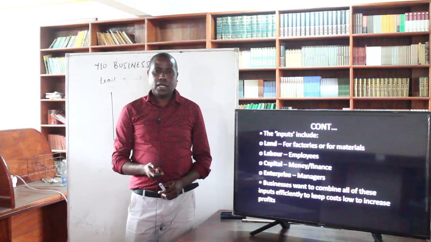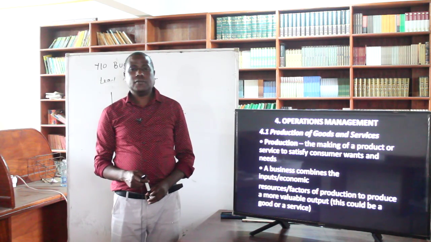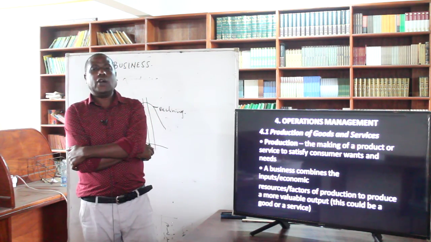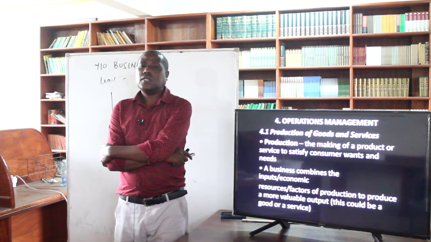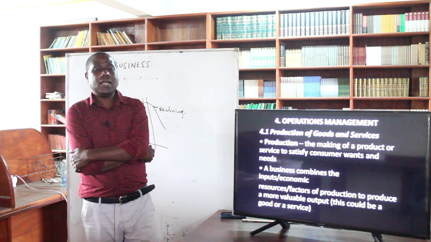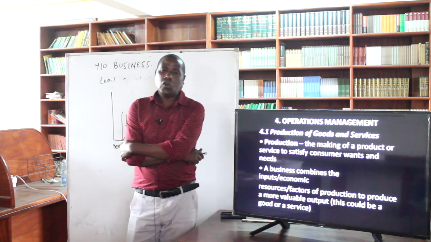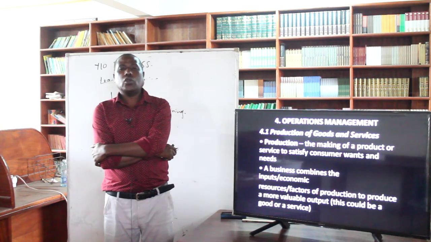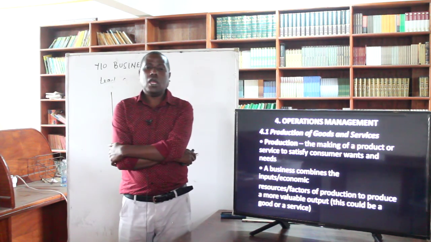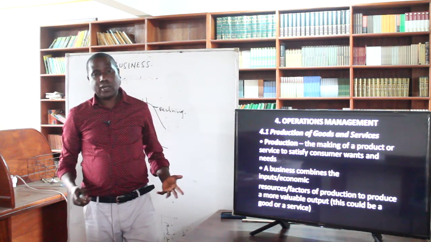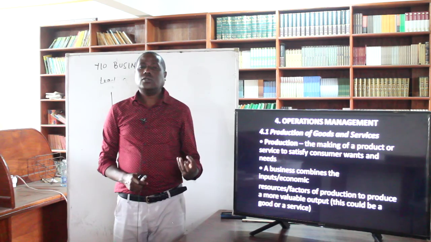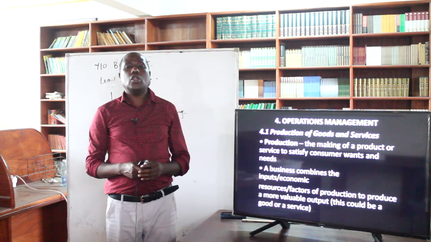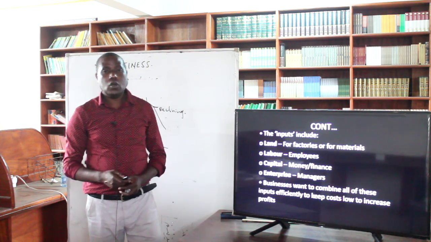Now, we go to something else called operations management. Now, production of goods and services. Production refers to the making of a product or service to satisfy consumer wants and needs. A business combines the inputs of economic resources, the factors of production, to produce a more valuable output. This could be a good or a service. So for production to take place, a business has to combine the inputs or the factors of production, which include land, labor, capital, and enterprise, to produce valuable commodities or goods.